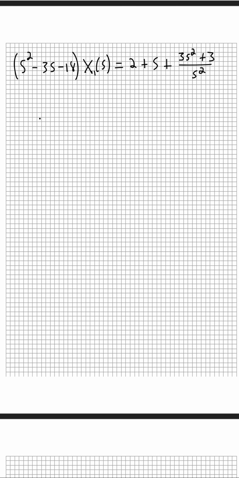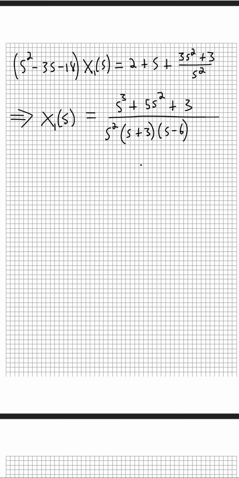And then we solve for x1, and this is going to lend us the following. We get x1 of s will equal the following fraction. The numerator will be s cubed, okay, plus 5s squared, like this, plus 3, all right? And the denominator is going to be s squared times s plus 3, okay, times s minus 6, all right?